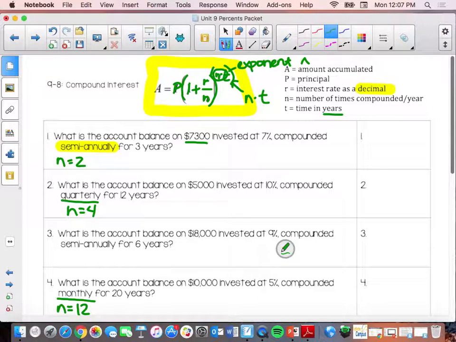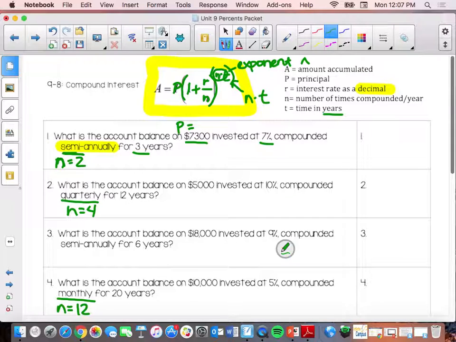What is an account balance if you start with $7,300 invested at 7%, compounded semi-annually for 3 years? What I would do is just go through all the letters and put in the numbers. So we already did n equals 2, and that's because it's semi-annually. That means 2 times per year. We can write down the P for principal would be right here.